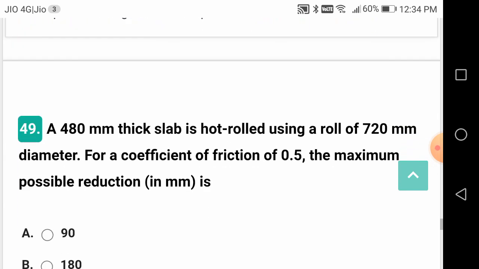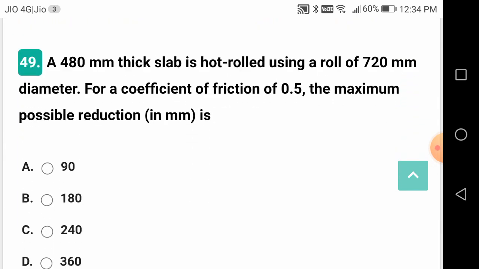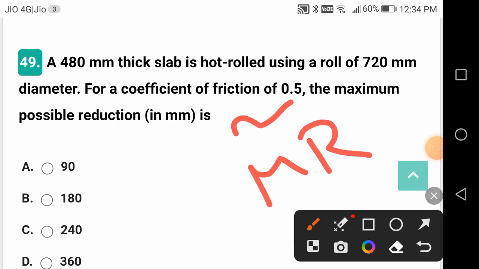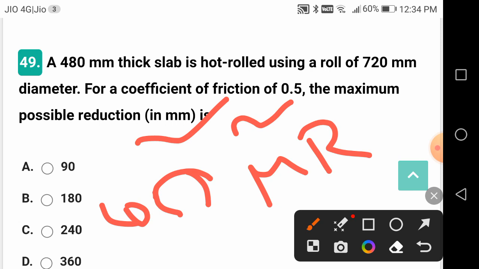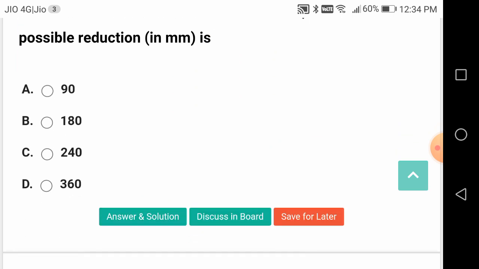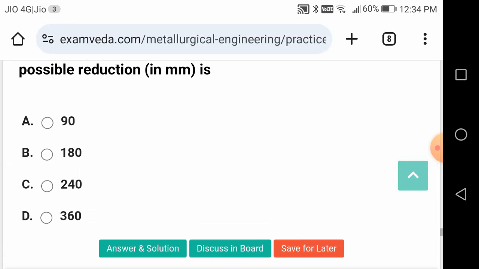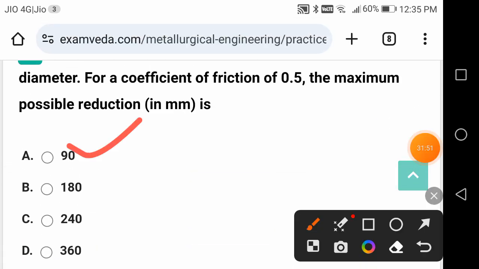A 48 mm thick slab is hot rolled using a roll of 720 mm diameter. For a coefficient of friction 0.5, the maximum possible reduction, once again, is mu square r. The formula is mu square r, friends. Okay, 0.5 square, that means 0.25 into r. What is r? Diameter is 720, radius is 360. So it should be around 90, right? Yes. 90.